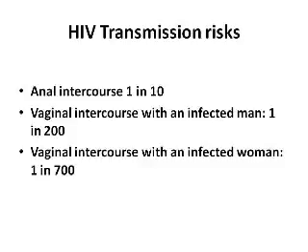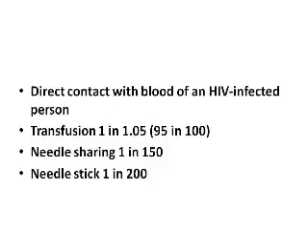In anal intercourse, there is a 1 in 10 probability of being infected with the virus. In vaginal intercourse with an infected man, there is a 1 in 200 chance. And in vaginal intercourse with an infected woman, there is a 1 in 700 chance. Now, direct contact with the blood of an HIV infected person is also another way of transmitting HIV.